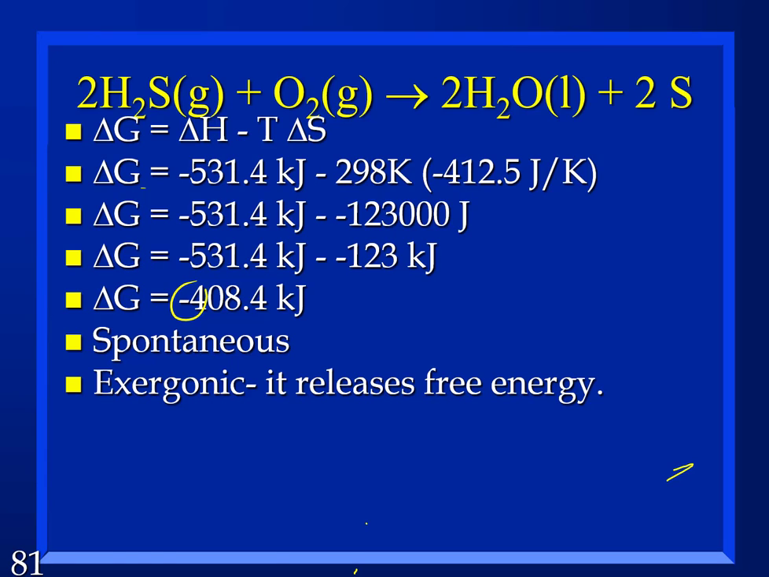So that's how you do those problems. Products minus reactants to find delta S. Products minus reactants to find delta H. Put those two together with delta G equals delta H minus T delta S. That decides whether it's spontaneous. Well, that would be the homework. Looks like this.